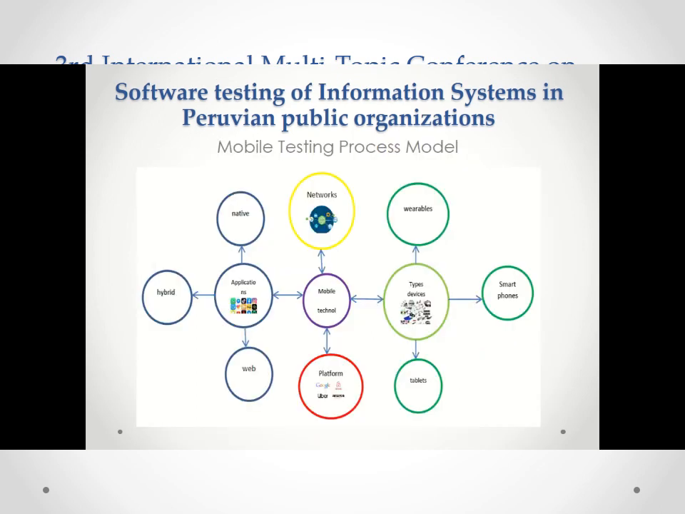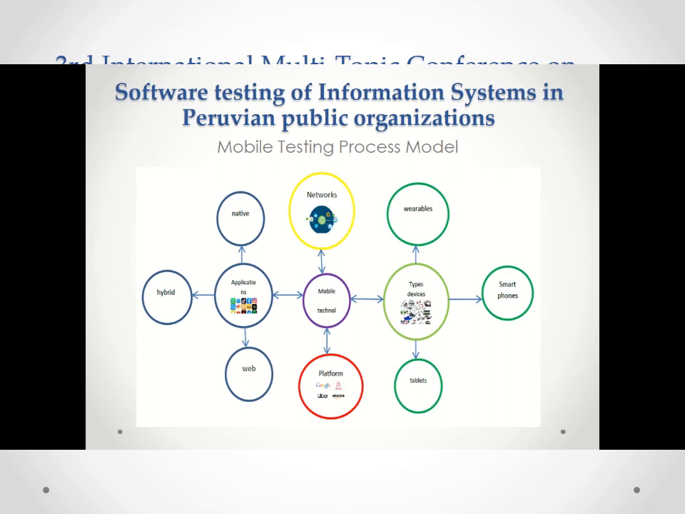What is the mobile process model? In the mobile process model, we take as a reference the cycle of the software projects. So the developers carry out the tests as an activity that seeks to guarantee that the product meets the requirements of the users, so ensuring its quality.